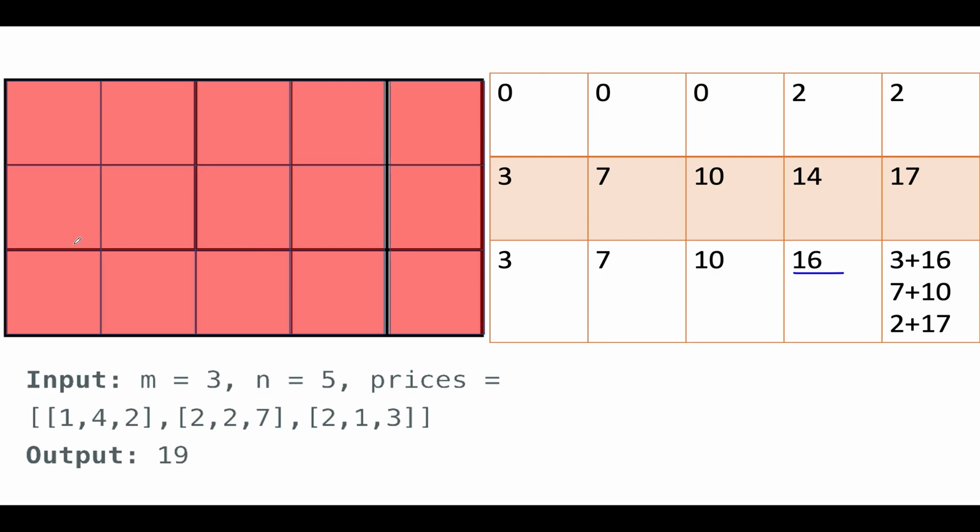Now comes the last case. Here the dimension that we are considering is 3 into 5. So let's make the cut over here. The dimension that gets generated is 3 into 1, and the other dimension that gets generated is 3 into 4. So for this particular log, the cost associated is 3 units. For this particular log, we have just calculated the cost to be 16 units. So 3 plus 16 gives you 19. One possibility of answer is 19.